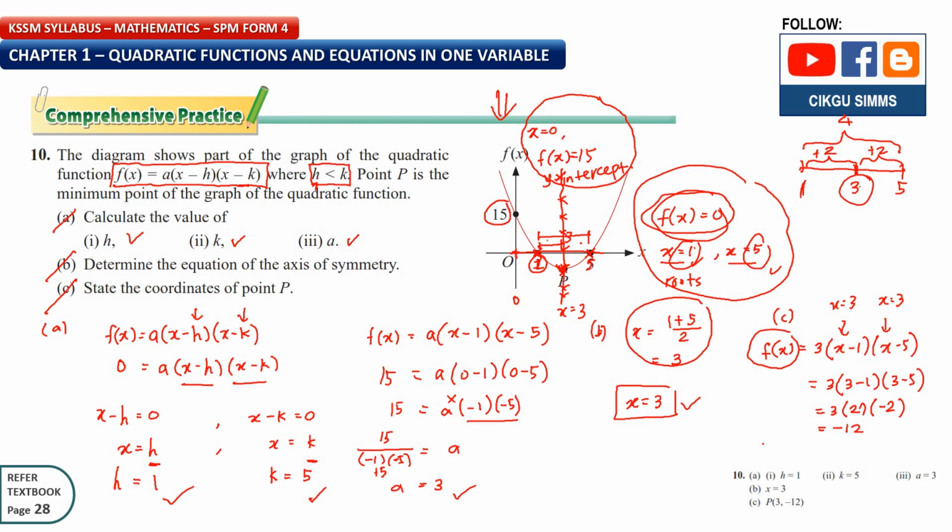So the coordinates, you need to write in bracket, in the coordinate form. So my value of x is 3 and my value of y is negative 12. So this is the minimum point, point P, the coordinates for point P.